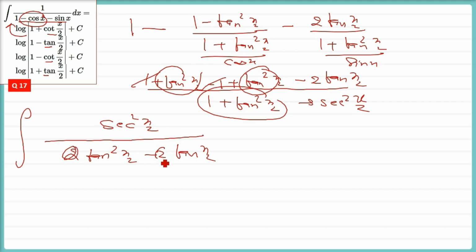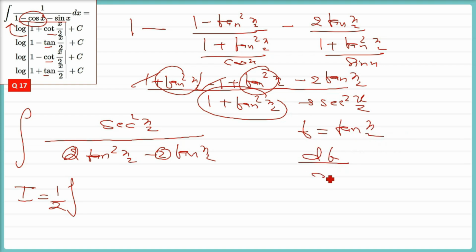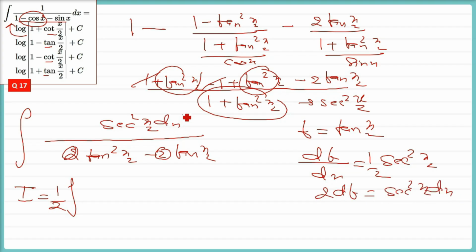Now this 2 can be taken outside and we will directly deal with tan square x by 2 minus tan x by 2, because we are going to make it a quadratic followed by a perfect square. So this 2 I am taking outside. I am taking t equals tan x by 2. So let's take t equals tan x by 2 here. In the previous questions also we have done it. dt by dx equals sec square x by 2, and x by 2 will give you half also. So 2 dt will be equal to sec square x by 2 dx. So this sec square x by 2 dx, we can write as 2 dt. Twice of dt, the 2 comes outside.